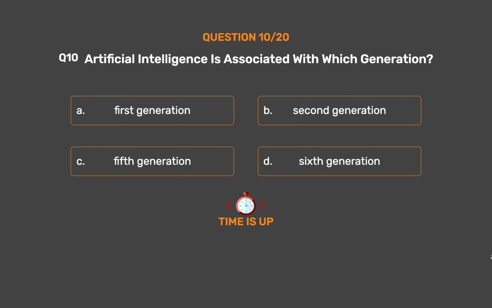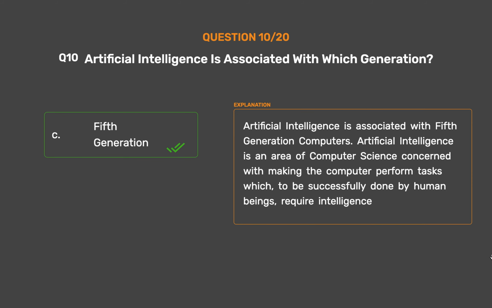The correct answer is Option C. Fifth generation. Artificial intelligence is associated with fifth-generation computers. Artificial intelligence is an area of computer science concerned with making the computer perform tasks which, to be successfully done by human beings, require intelligence.